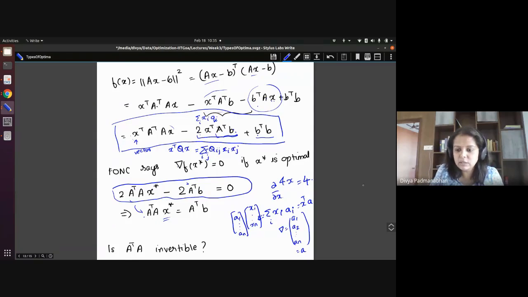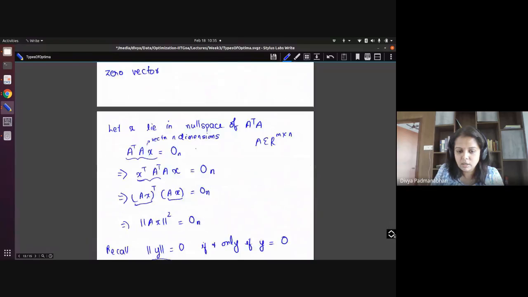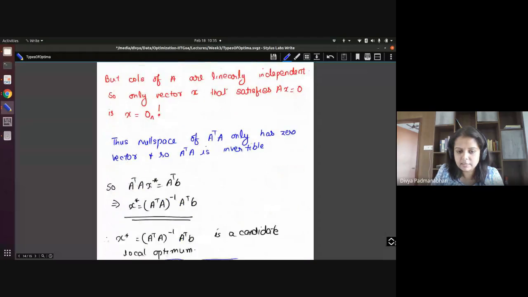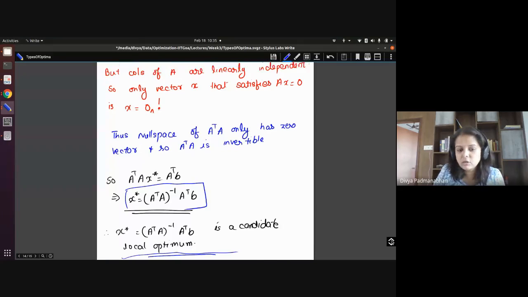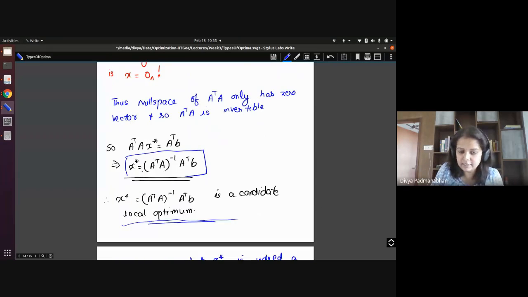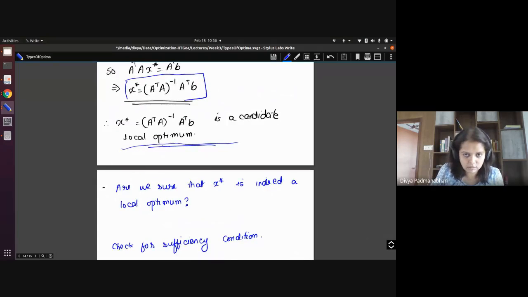found this x star as this expression: A transpose A inverse times A transpose B. This was a point for which the gradient of f at x star was 0. At this point we don't know if this is a local minimum, maximum, or a saddle point. There are various options. So the next step would be to verify that it's indeed a minimum point.